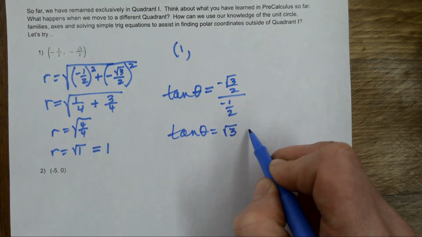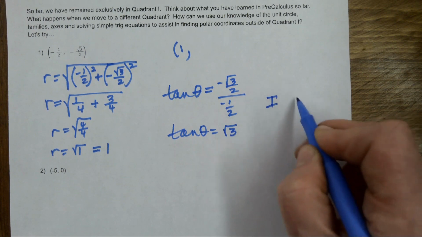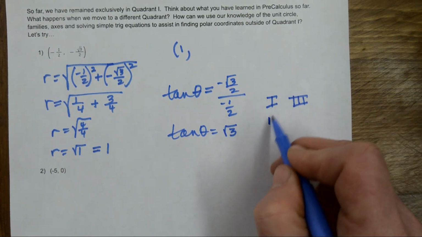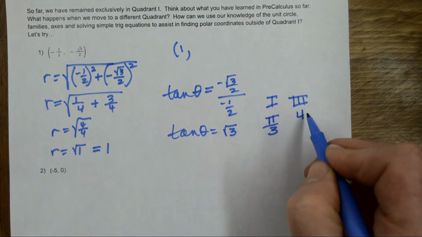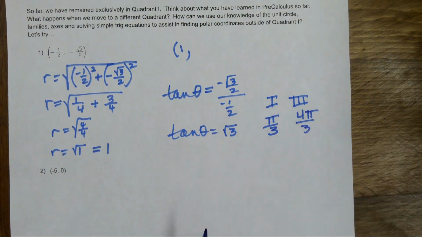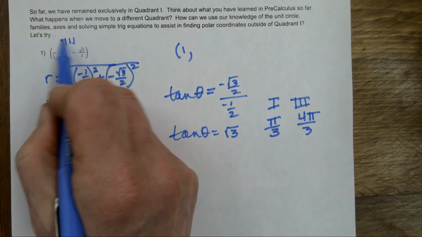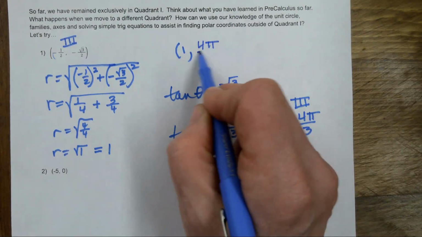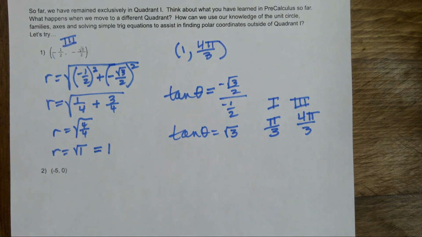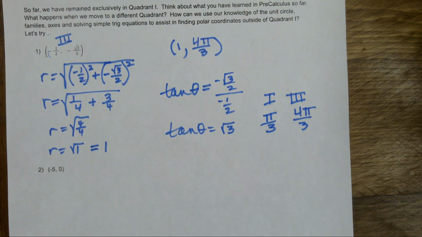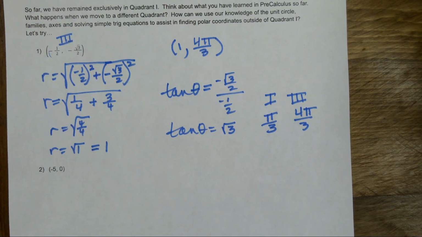And we know that that is positive in the first quadrant and in the third quadrant. And in the first quadrant, that's pi over 3. In the third quadrant is 4 pi over 3. Which one do I pick? The 4 pi over 3. How do I know? This is a third quadrant point. So really, a lot of it is kind of recognizing again and talking yourself through. Let's do our next one.